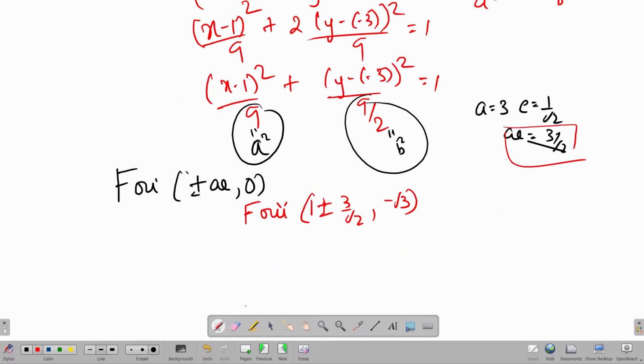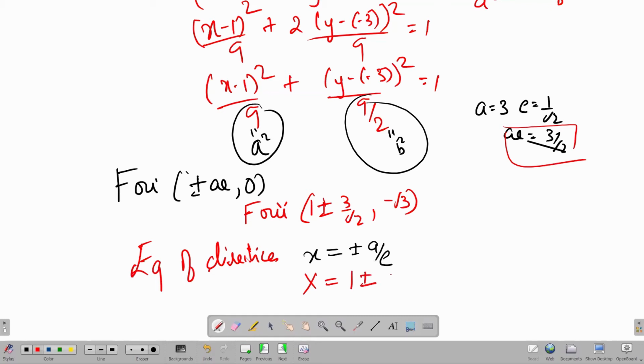Further, if I have to find the equation of directrices, the equation of directrix was this, but to obtain the equation of directrix of this reduced ellipse, I just replace small x by capital X and add the x coordinate here. So the x coordinate is here 1, plus minus a, which is 3, divided by e, which is 1 by root 2, so my equation of directrix is x equal to 1 plus minus 3 root 2.